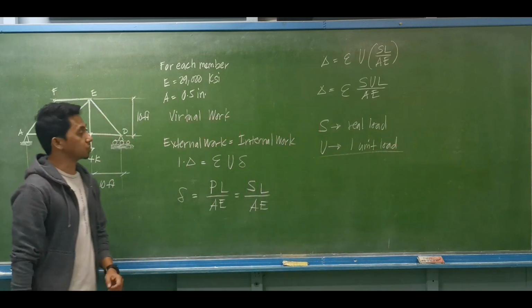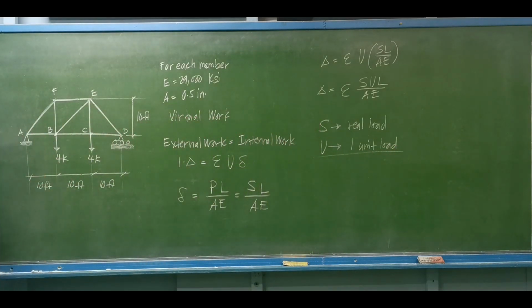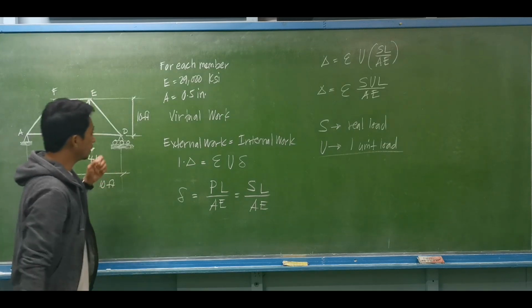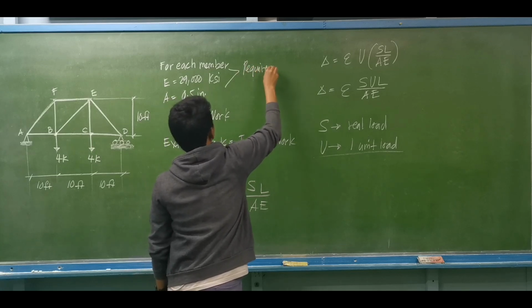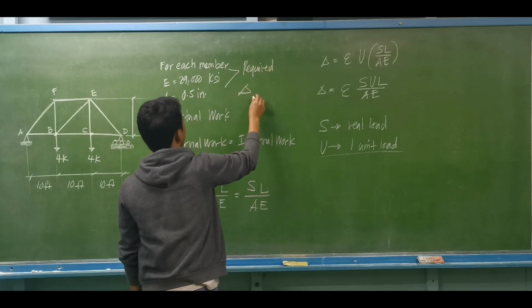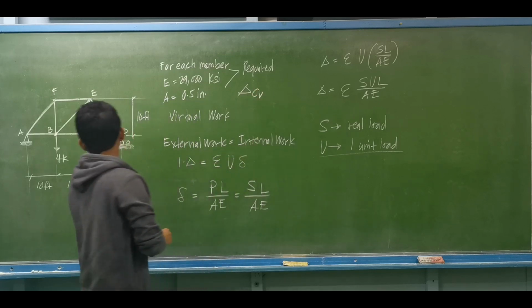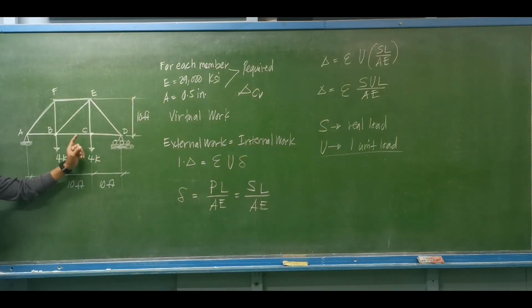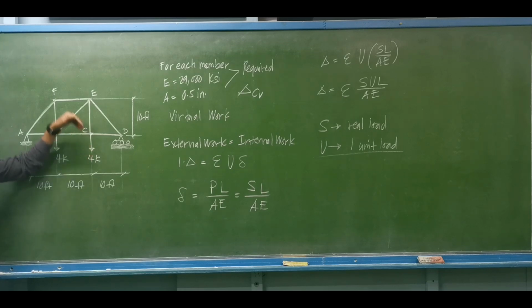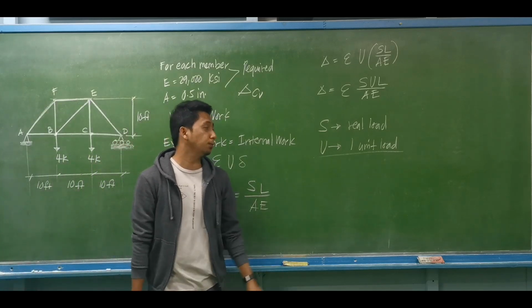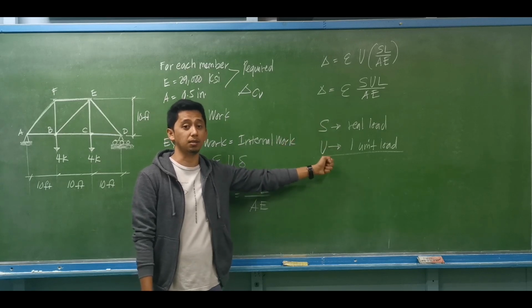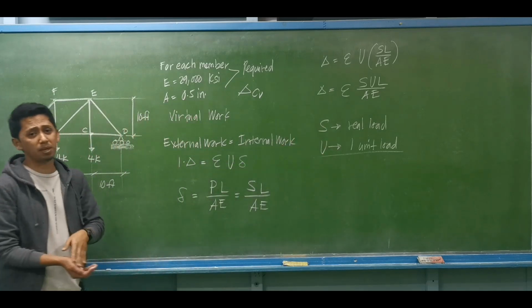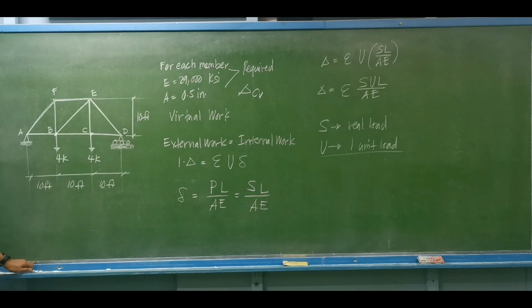So for example, we have this truss loaded as shown. Let's say we are required to find the vertical displacement about point C. Based on this loading, what will be the movement of point C? We assume that to be downward. Again, we need to compute the axial force due to real load and the axial force due to unit load, then we tabulate.